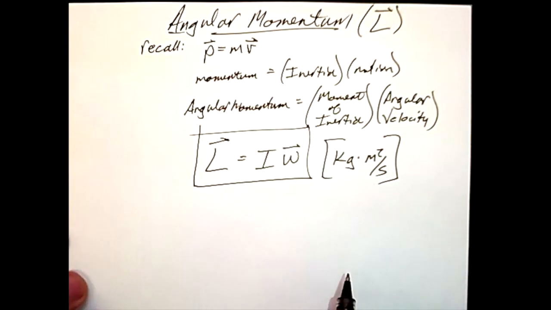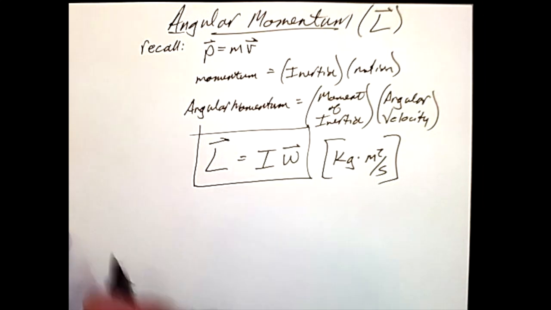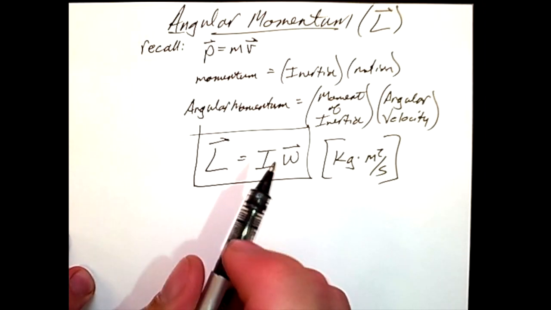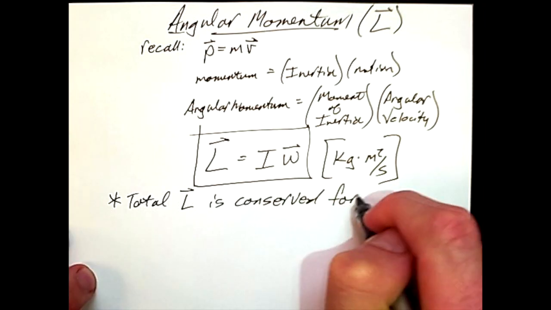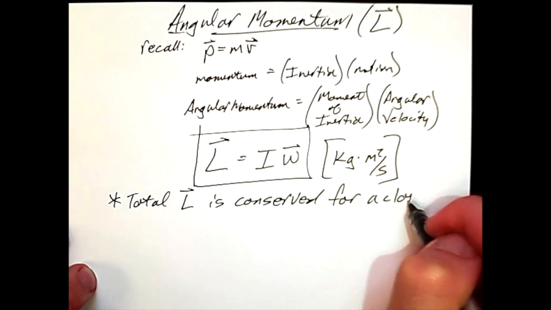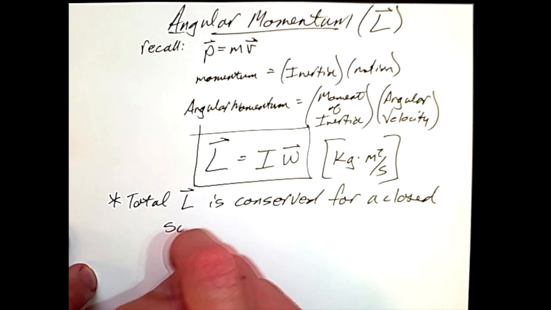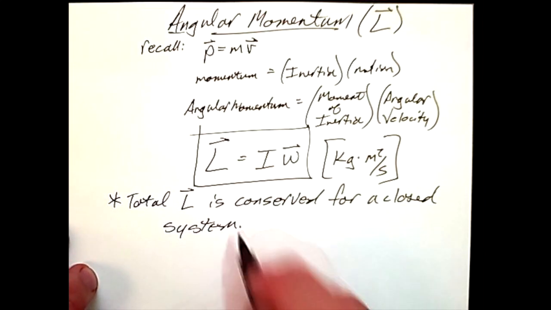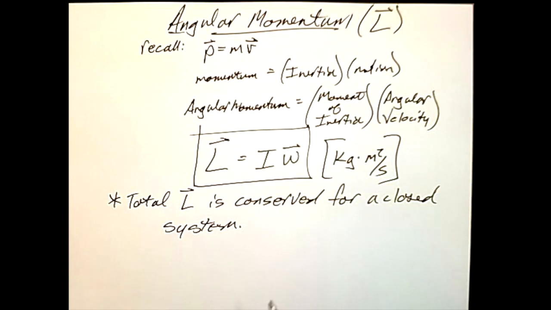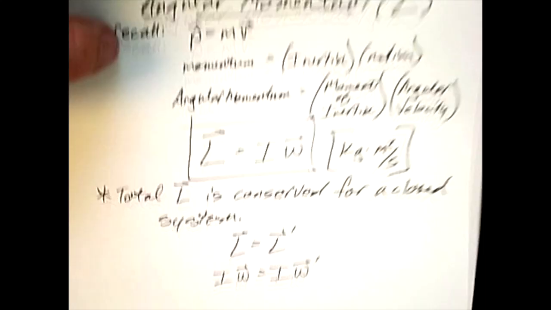But what's key in angular momentum is that total angular momentum of a closed system is conserved for a closed system. So we have the same type of rule that we saw in linear momentum, and so L is equal to L prime. So in this case, I times omega is equal to I times omega prime. I show you this because this is actually something that you're fairly familiar with.